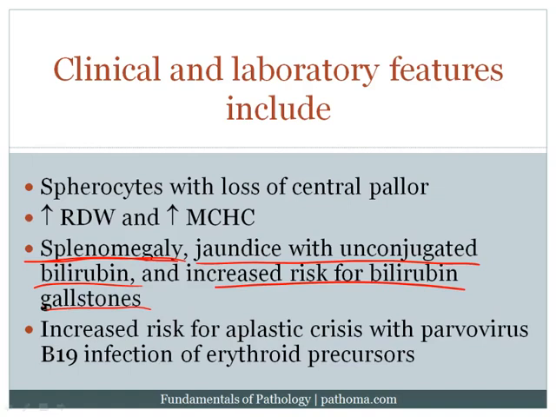Over time, you're going to conjugate all of that bilirubin by the liver, and the liver will throw it into the gallbladder, and that's going to result in a very high concentration of bilirubin in the gallbladder, increasing the risk for bilirubin gallstones. These patients will also have an increased risk for aplastic crisis with parvovirus B19 infection.